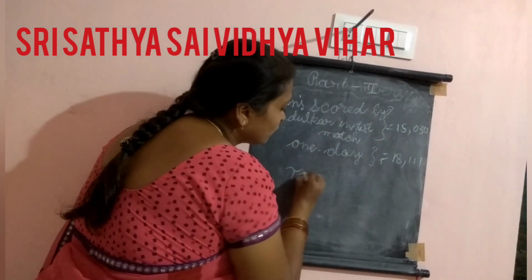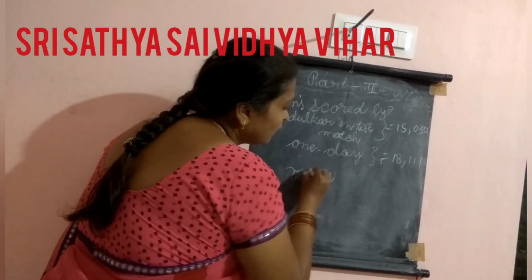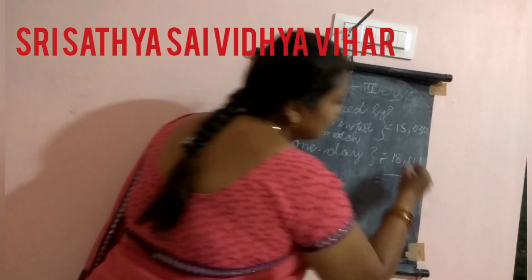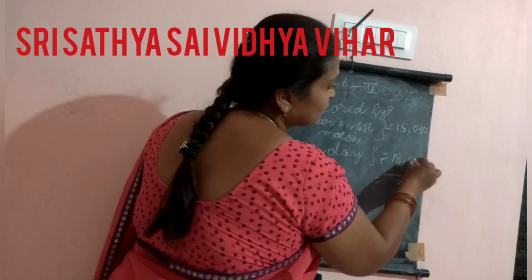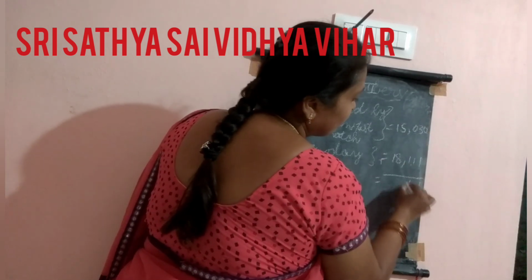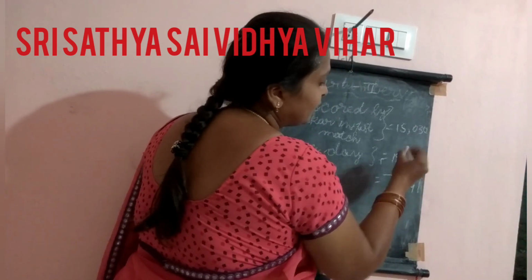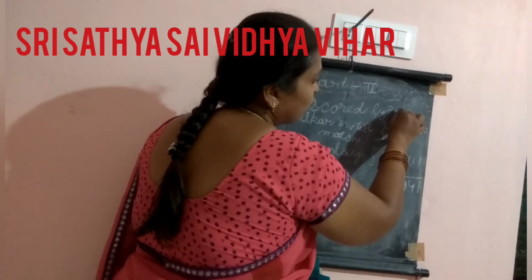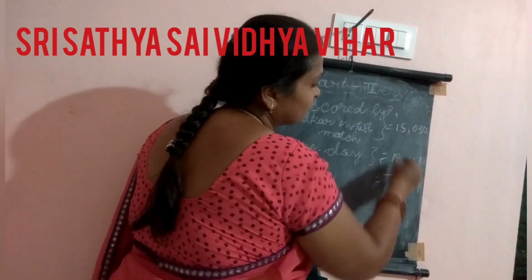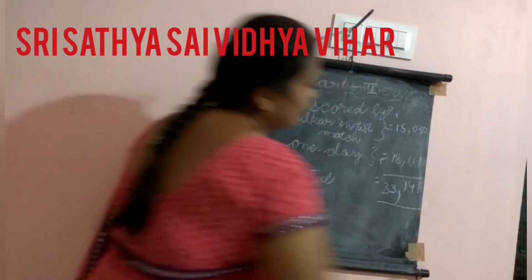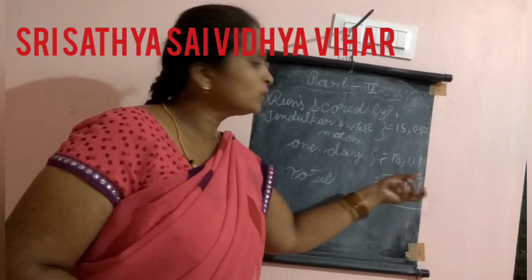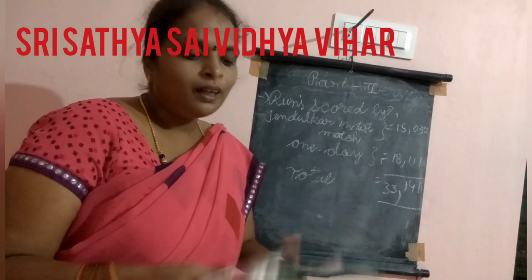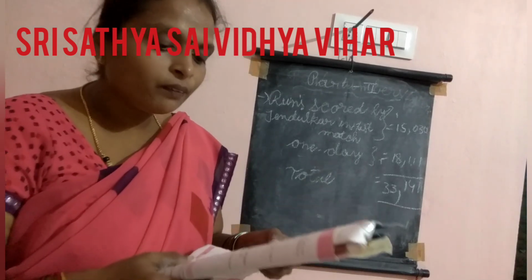Total score means we have to add simply. 1's place. Next, 3 plus 1, 4. 0 plus 1, 1. Next 5 plus 8, 13. 1 borrow. 1 plus 1, 2. 2 plus 1, 3. Here the total score for all the matches is 33,141. Like that, some more sums are given.